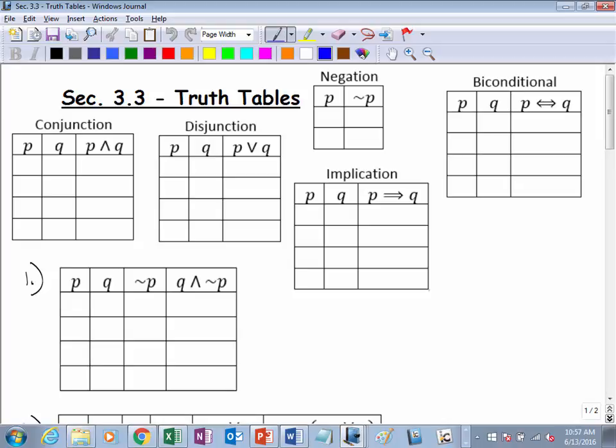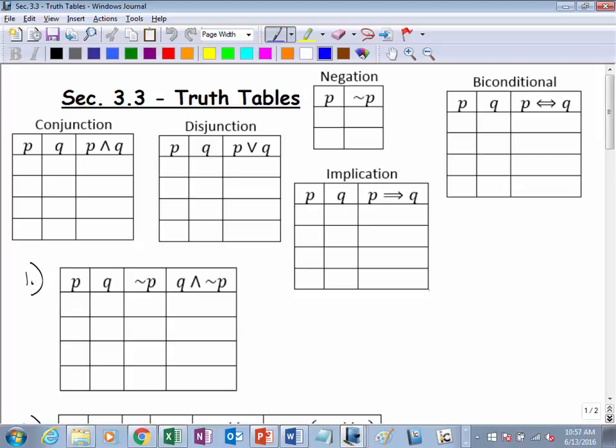Anyone else have any questions? All right, so let's go ahead and go to section 3.3, which is about truth tables. All right, these are so much fun.